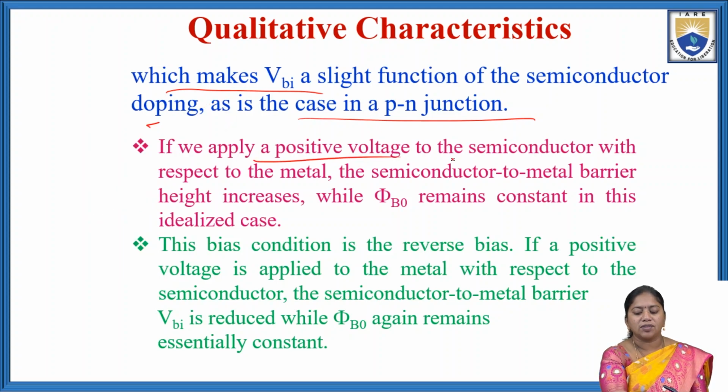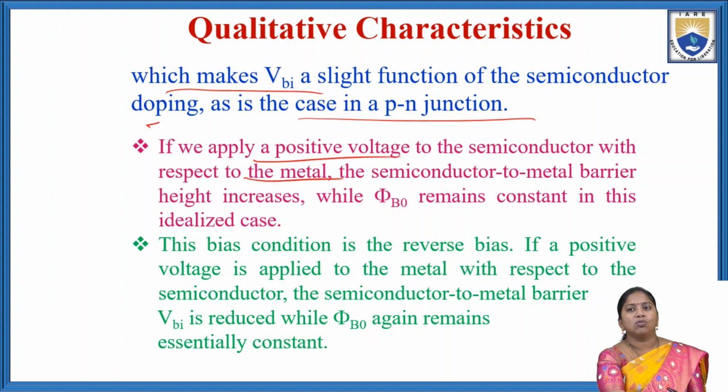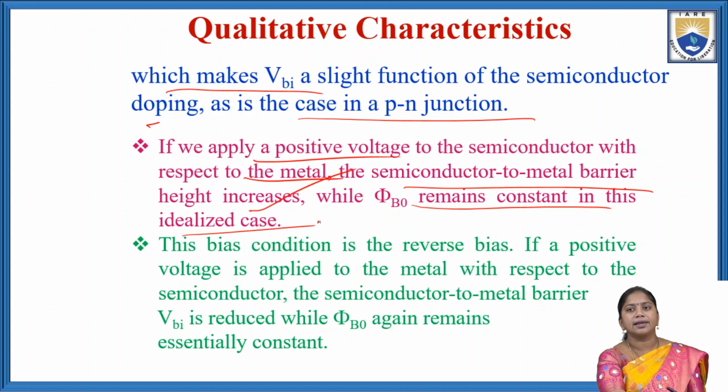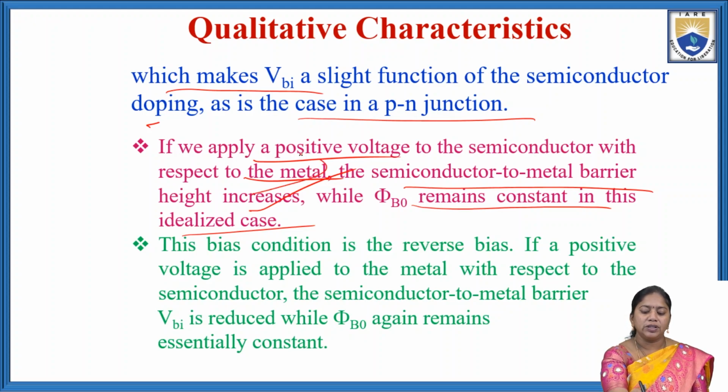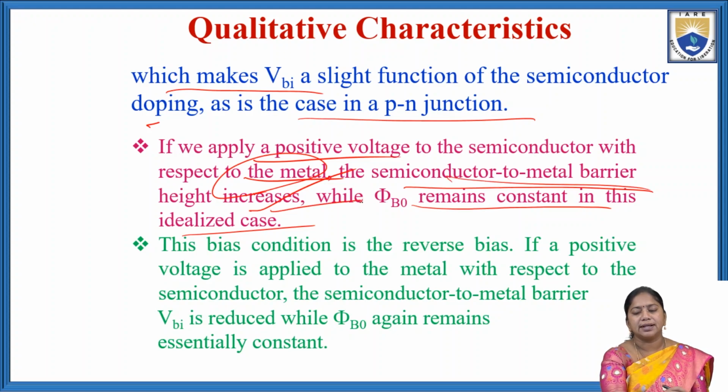If we apply a positive voltage to the semiconductor with respect to the metal, the semiconductor to metal barrier height increases, while in the ideal case phi B naught remains constant. The barrier height should be constant.